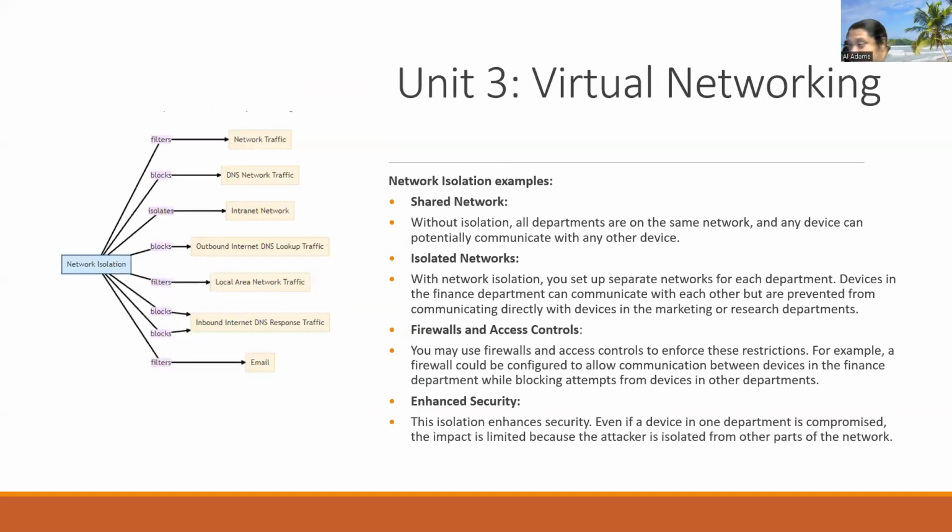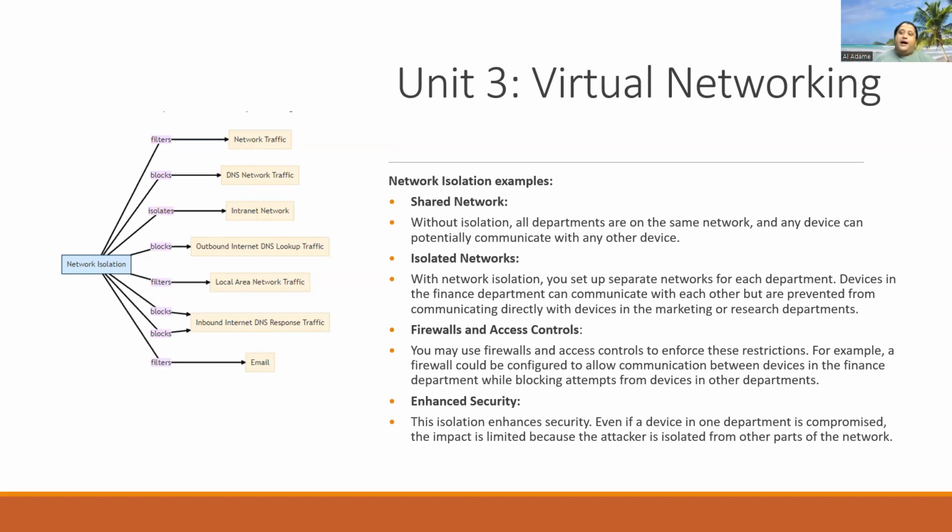So here are some examples of isolation. A shared network. Without isolation, all departments are on the same network and any device can potentially communicate with any other device. So it's like having one big network for your work area. Imagine the Air Force had one big network for everything. The Air Force could see everything that was in development for R&D and everything in their financial budgeting area, all just one big thing.